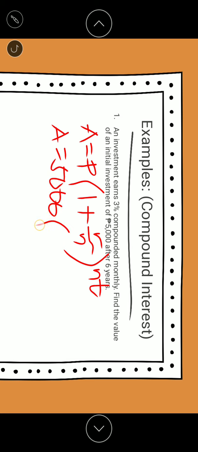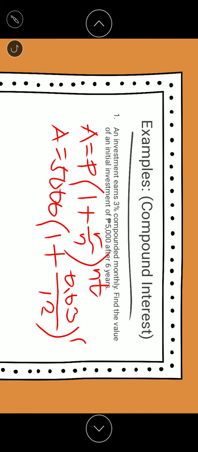Then, open parenthesis, copy 1, plus sign. Our interest rate is 0.03. So, I put 0.03 over our N, which is 12. So, I put 12. Close parenthesis to the power of 12 for N. And our time is 6 years. So 6. You can use PEMDAS as your guide on solving this problem, but it is up to you.